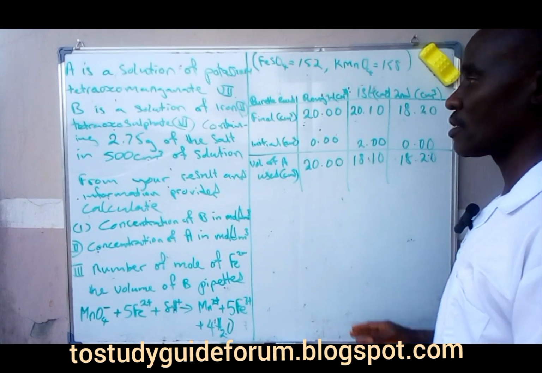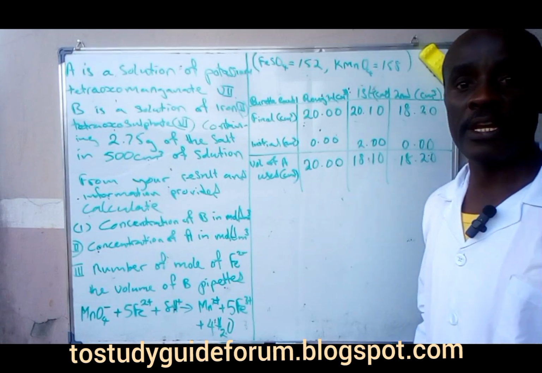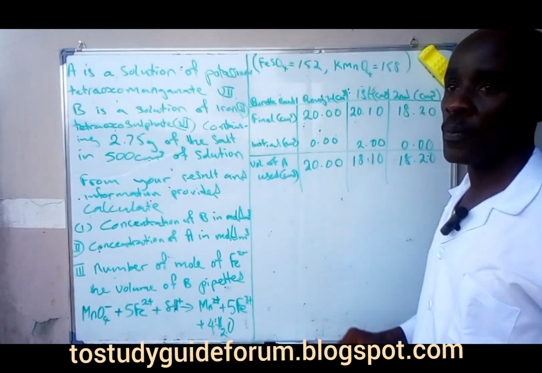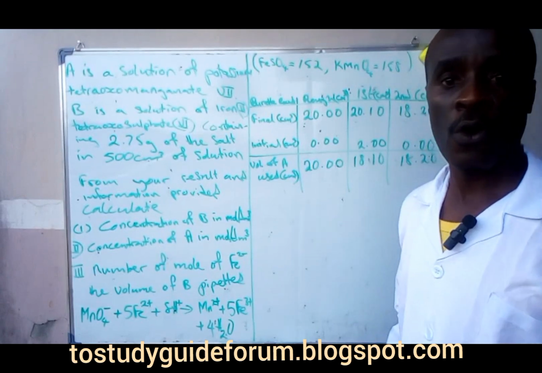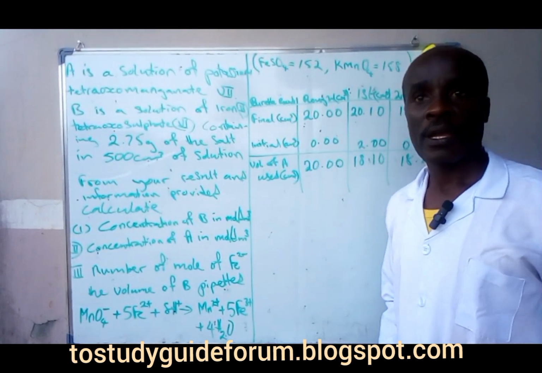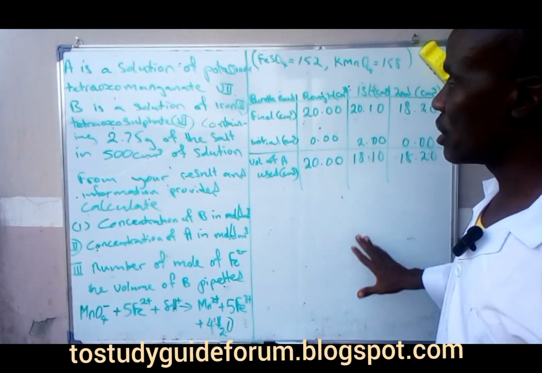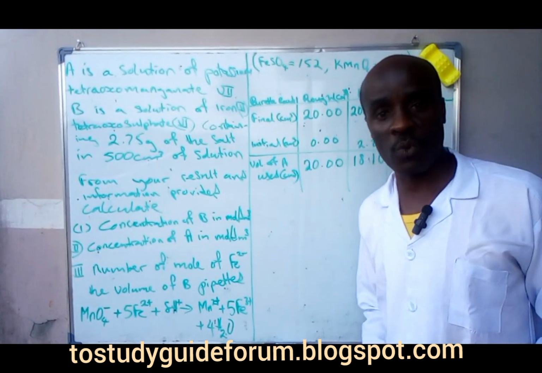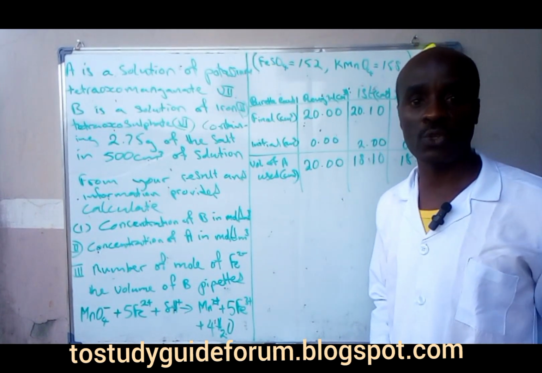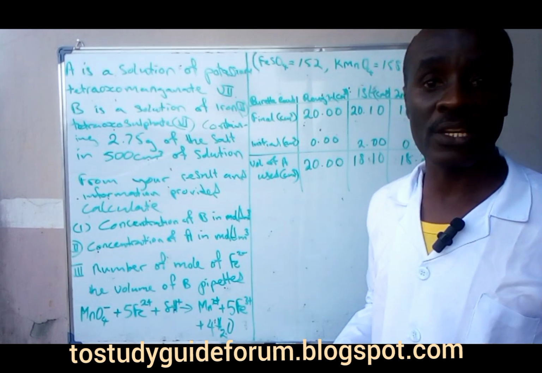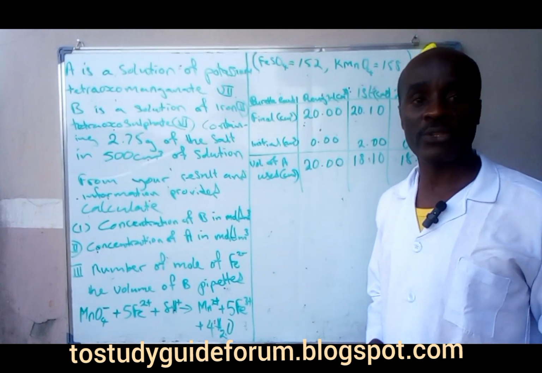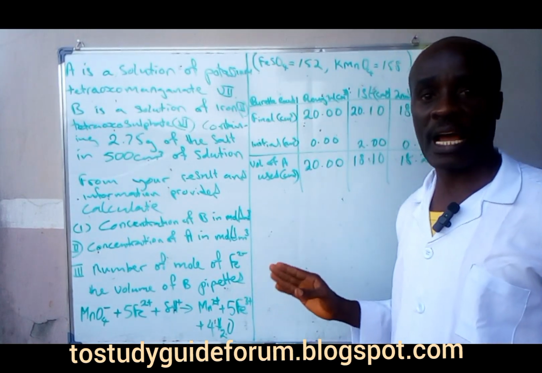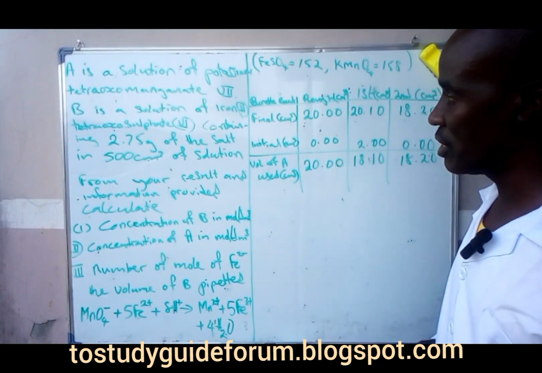Today we'll be looking at volumetric analysis in preparation for 2024 WAEC chemistry. This titration is a type we call a redox reaction. There is no acid here and no base. What we are doing here is just an oxidizing agent against a reducing agent.